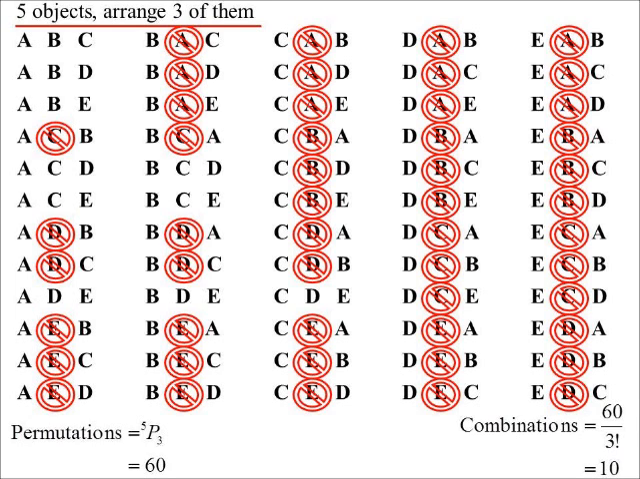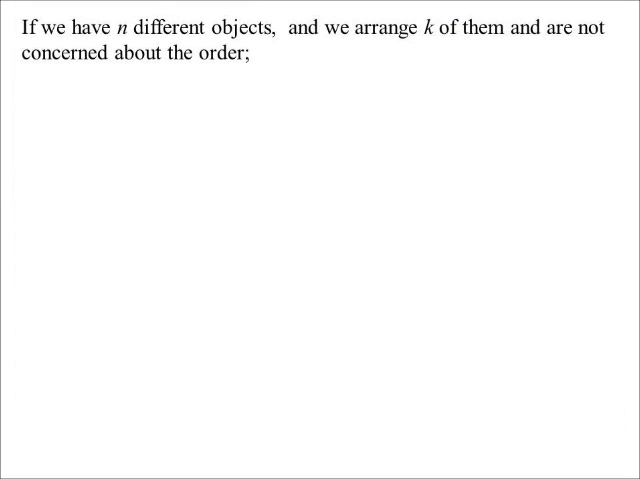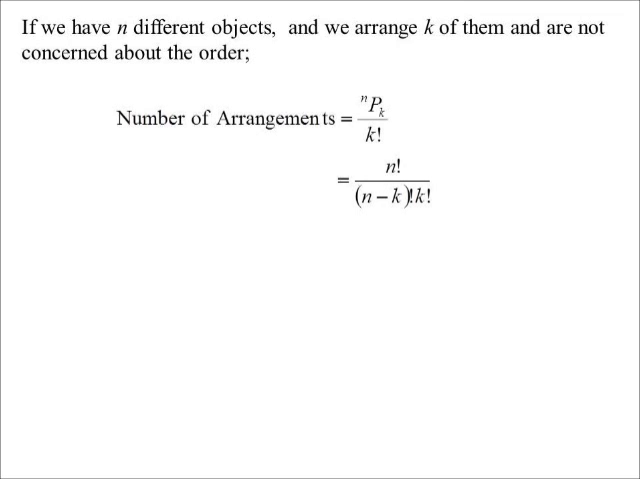So the number of combinations is the number of permutations, but divided by the number of ways you could arrange the objects. So all right, we've got n different objects, and we arrange k of them. We're not worried about the order. So the number of permutations, nPk, but dividing by the number of ways we could arrange those objects, k factorial. Well, there's the formula. n factorial on n minus k factorial, because that was the formula for permutations, you may remember. But now we're also dividing by k factorial. So on the bottom, you'll notice the 2 numbers will always add up to be n.